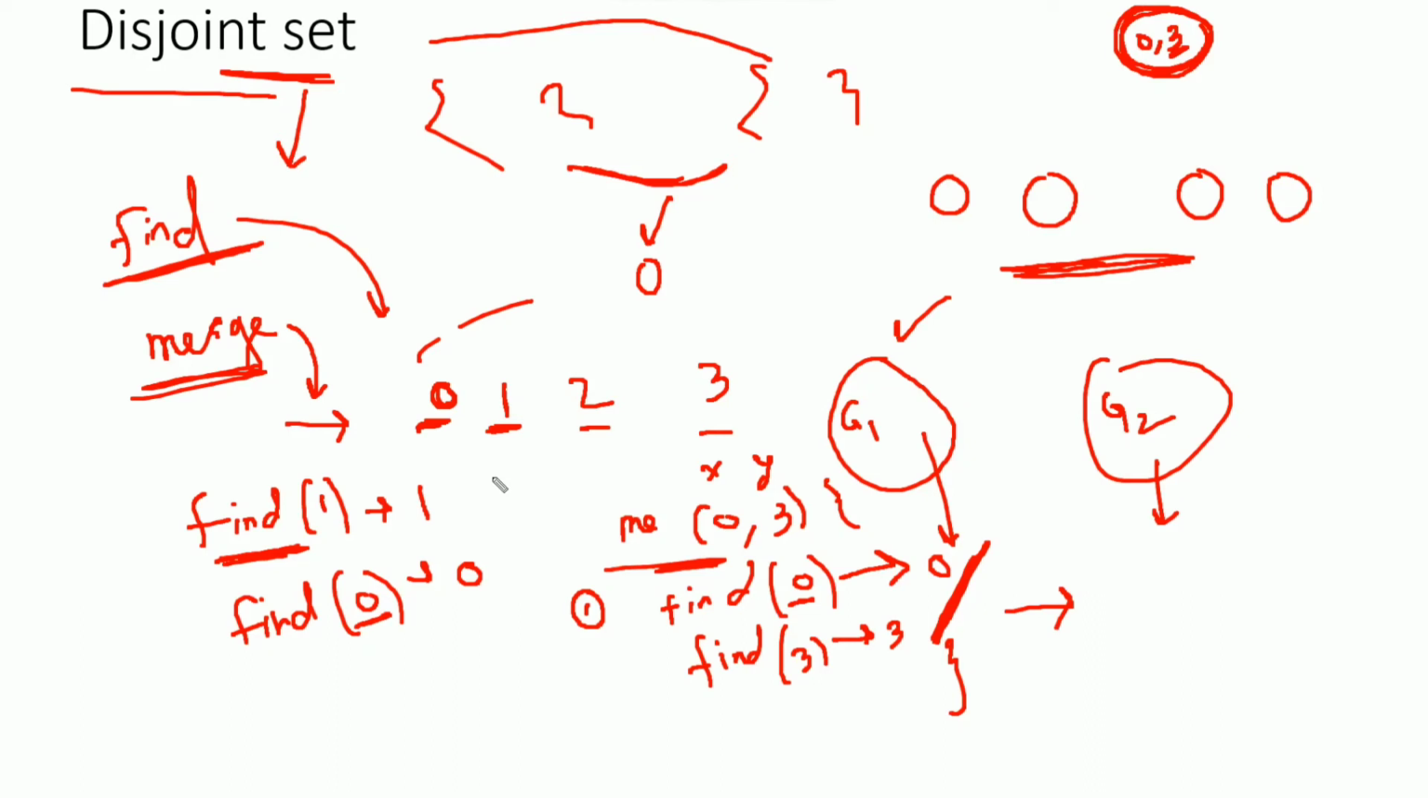After performing the merge operation on data 0, 3, the input will look like this: 0, 3 will be a single group, and then 1 and 2. This is a group of data 0 and 3. The representative of this group can be either 0 or 3. Suppose the representative of this group is 0, which means the leader of this group is 0.